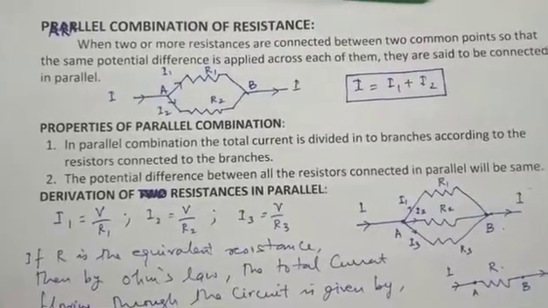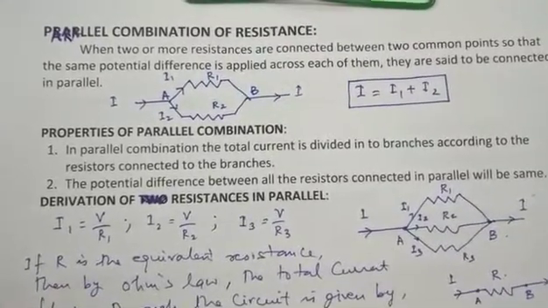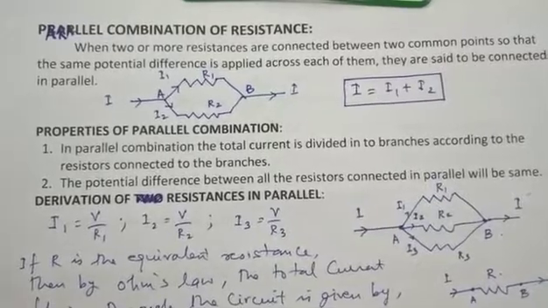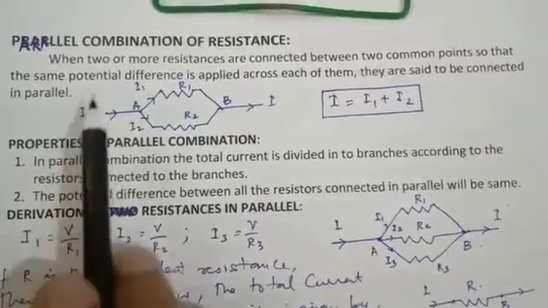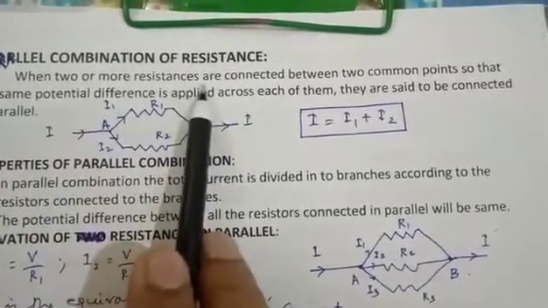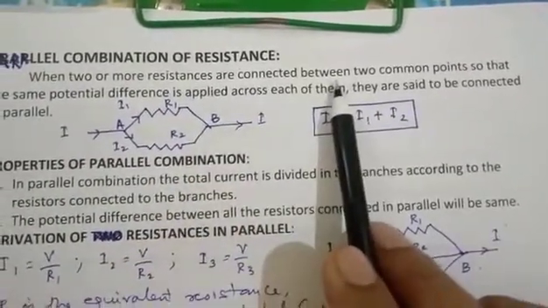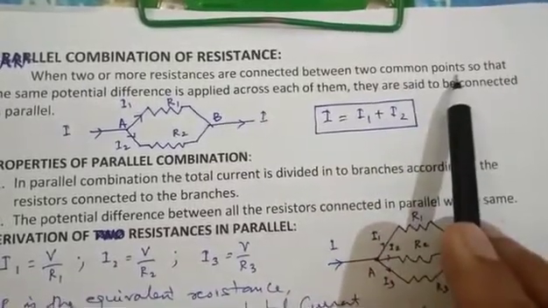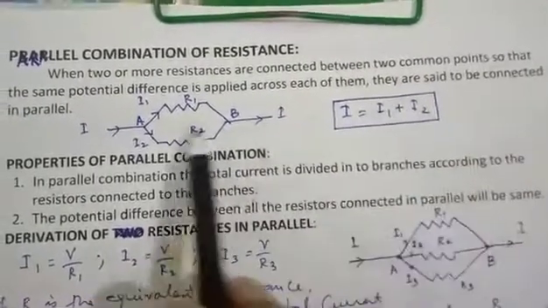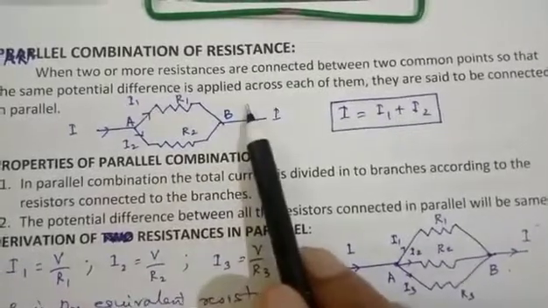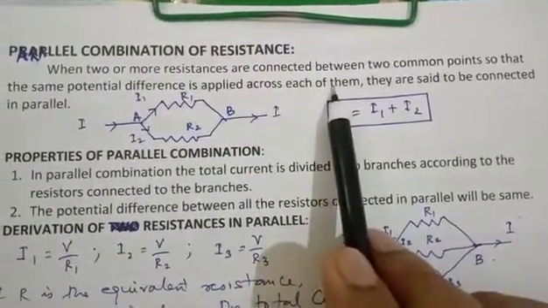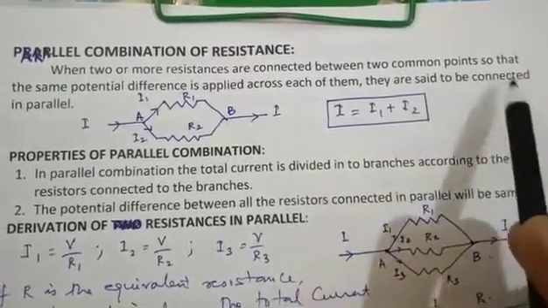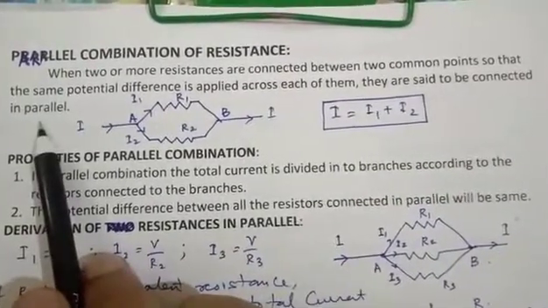Good morning, students. Today I will be explaining the parallel combination of resistance. When two or more resistances are connected between two common points so that the same potential difference is applied across each of them, they are said to be connected in parallel.